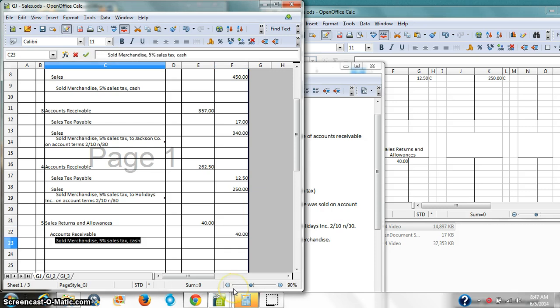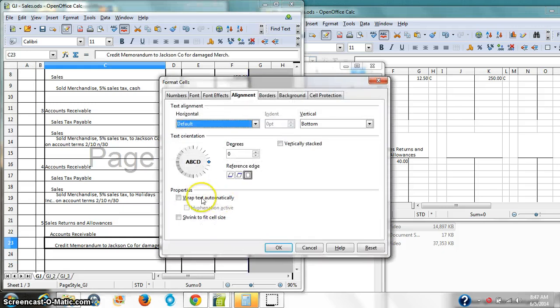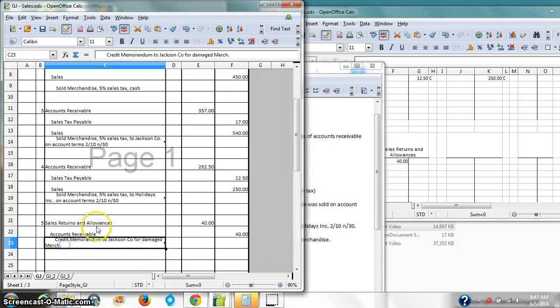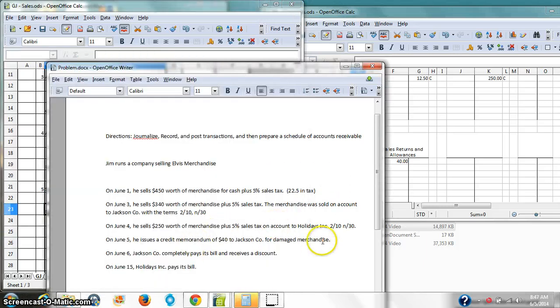And then I'm going to put in a memo here: Credit memorandum to Jackson Company for damaged merchandise. I'll have to abbreviate and wrap that line there. These descriptions are getting a little bit lengthy. So there's that transaction. We're done with this transaction on the 5th. And I think I'll stop the video here, and then for the next one I'll work on the rest of them.